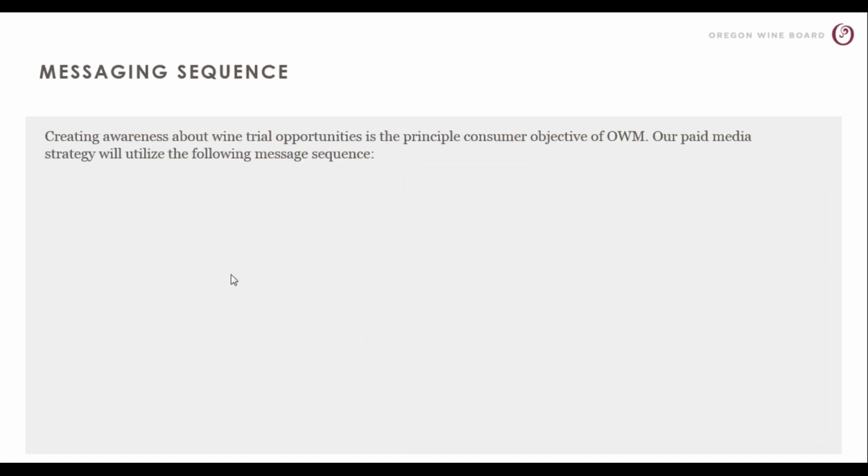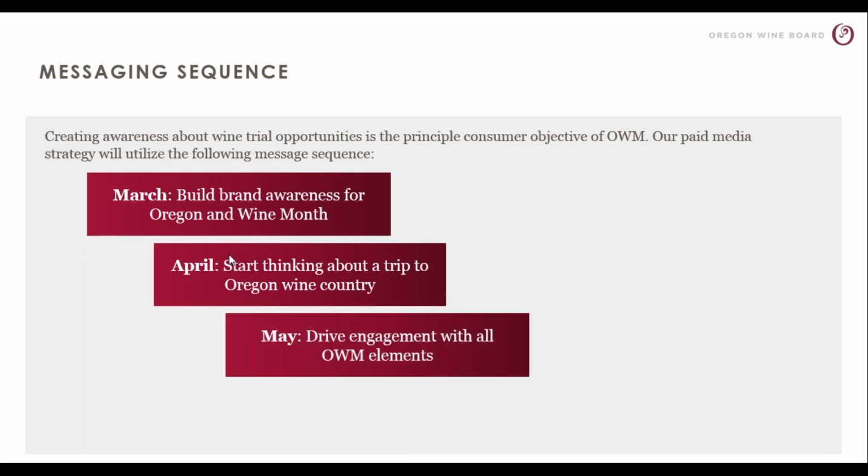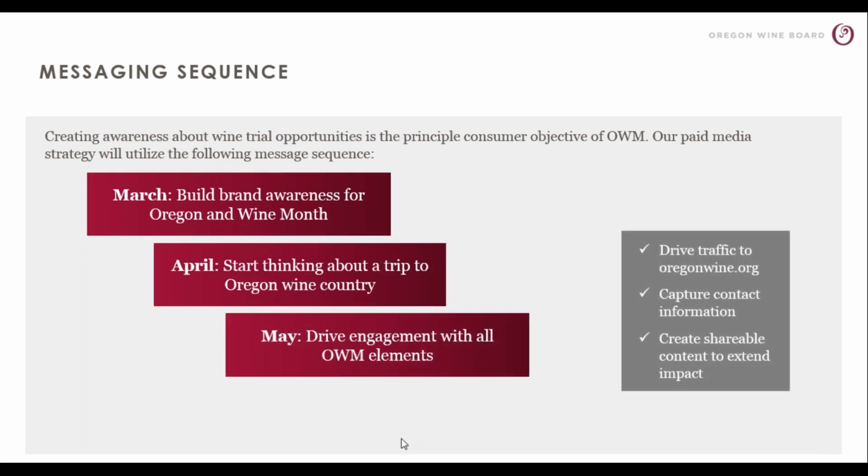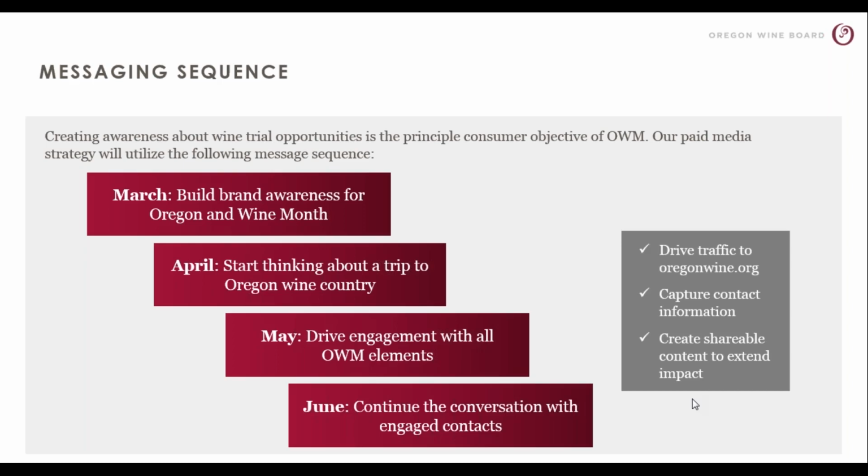So let's take a look at the messaging sequence that we will use to promote these consumer elements. The campaign will start in late March, seeding the idea of Wine Month and building some momentum for Brand Oregon. We'll introduce the sweepstakes and have a general uptick in publishing frequency. Moving into April, we'll move on to a bit of inspiration, inviting people to think about visiting wine country with mentions of our Oregon Wine Touring Guide, as well as our online trip planning tool at visit.oregonwine.org. And in mid to late April, we'll move more regularly into the event and calendar opportunities.